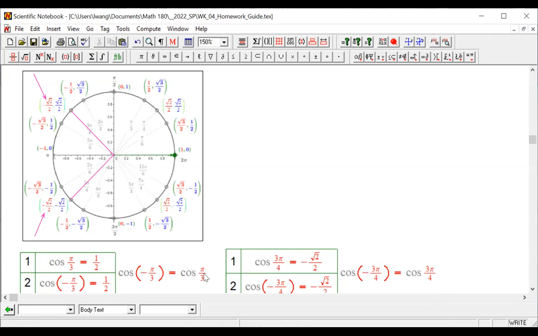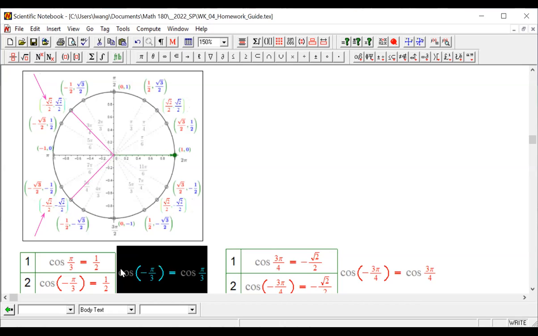Doesn't that remind us of the even function definition? Of course, these two just verify it. So it seems that cosine might be, so you'll be guessing, right? Cosine might be an even function. And when we are doing the graph of the cosine, you're going to see we're going to be doing similar things. So we can actually discover that.